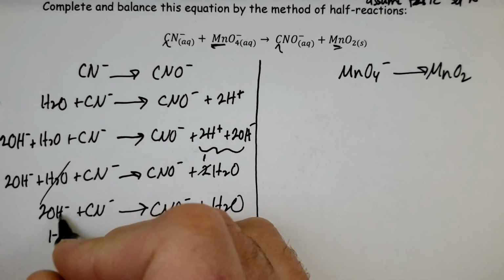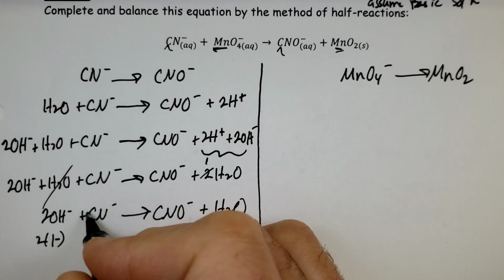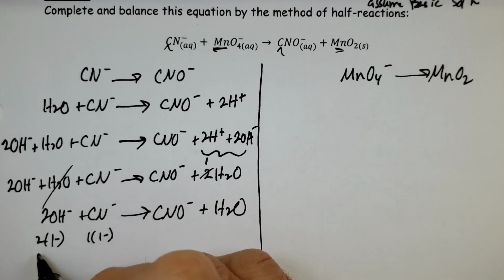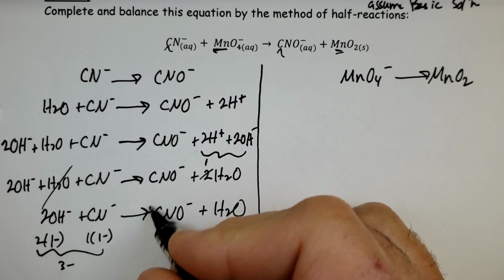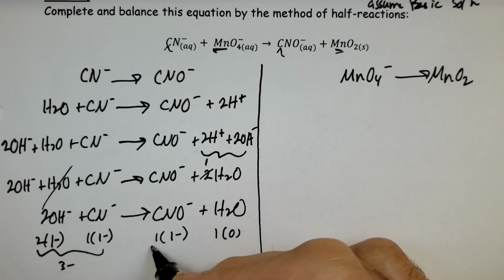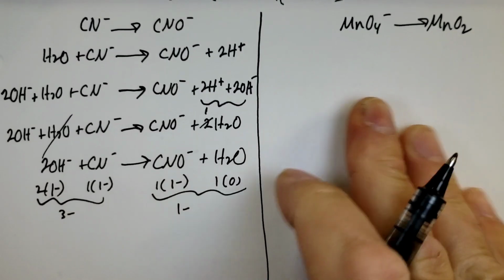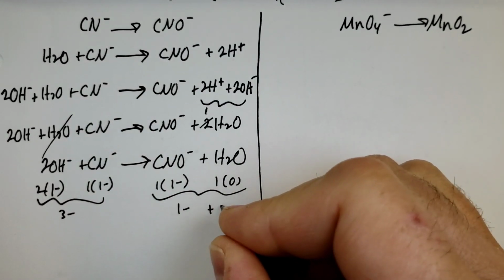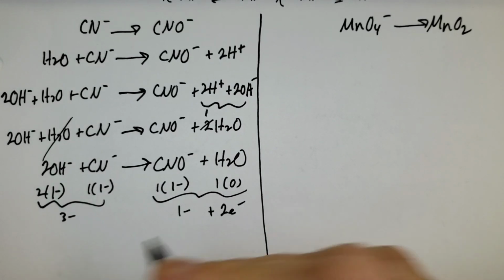Here I have one negative, and I have two of them. Here I have a one negative and I have one of those CNs. So two negatives and a one negative gives me a total of three negatives. Over here I have a one negative and I only have one of those. Here I have no charge, so one negative. So the more positive side obviously is over here. I can balance the charges by adding two electrons over here. One negative and two negatives gives me three negatives, which will balance with what I have on the left.